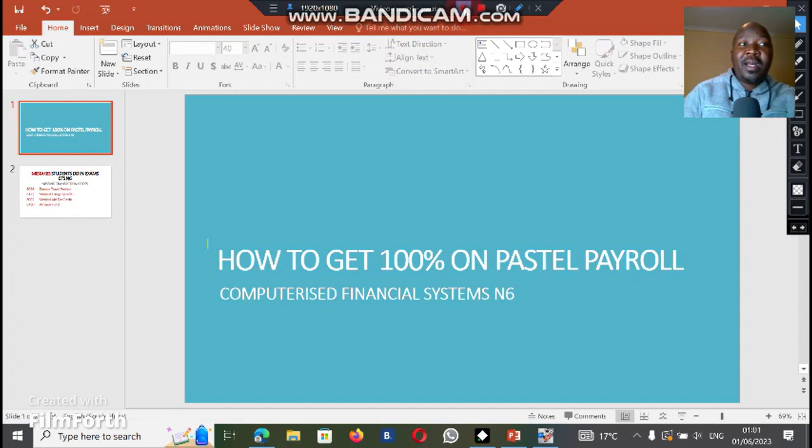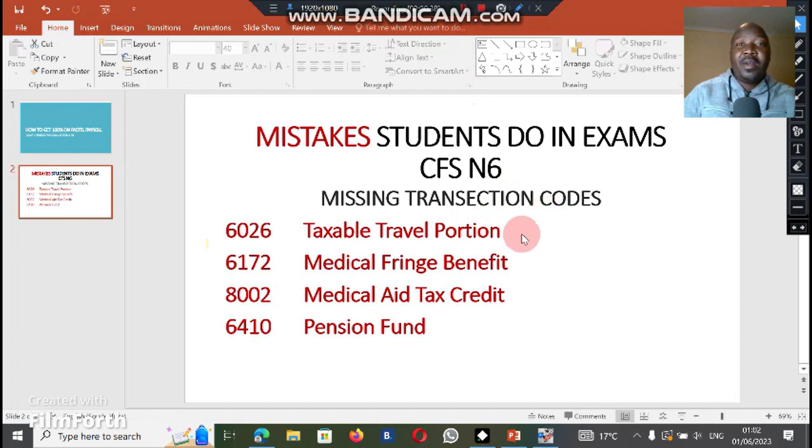Most of those mistakes are based on the codes that students do not capture on their payslips. The following codes are popular codes that always print out as missing codes or missing transactions on the payslips of the students. Why do they keep coming out? It is because sometimes the examiner doesn't provide them for students to capture.